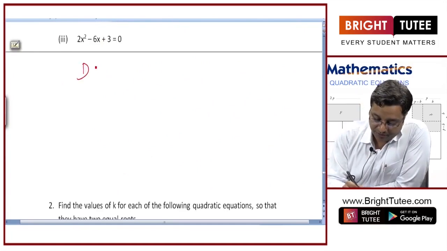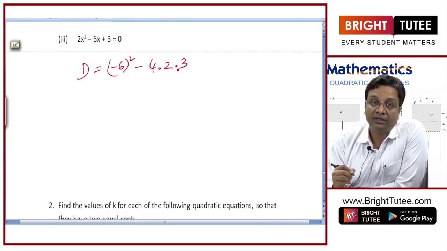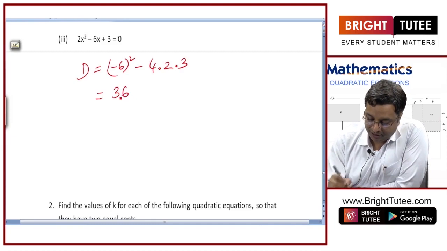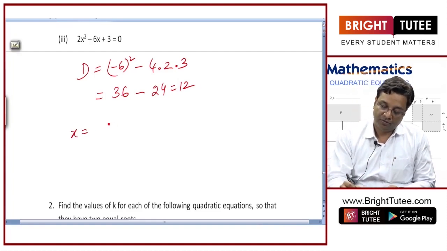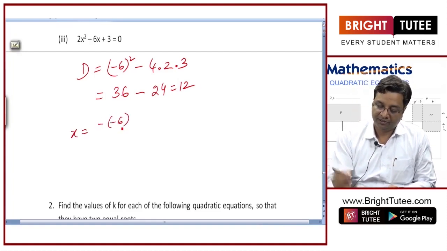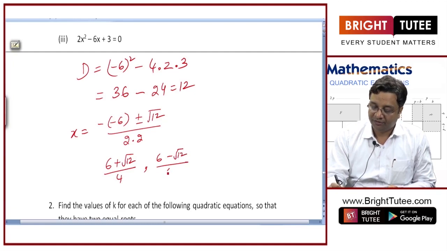Similarly for this one, discriminant is nothing but minus 6 squared minus 4 into 2 into 3. This will be 36. This is 24. So the discriminant is equal to 12. Hence the roots are x equal to minus b, that is minus of minus 6 plus minus root 12 by 2a, 2 into 2. So once I will consider the plus sign, once negative sign. So the roots will become 6 plus root 12 by 4 and 6 minus root 12 by 4.